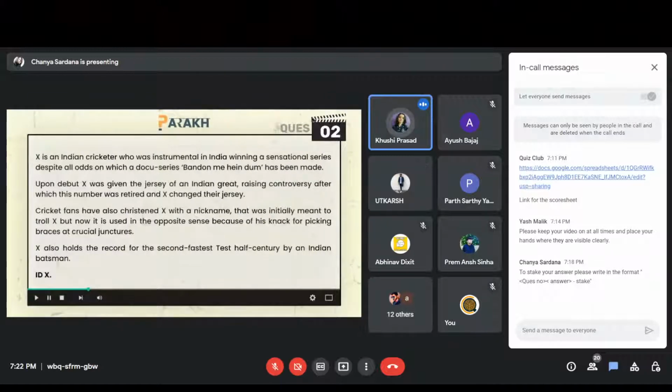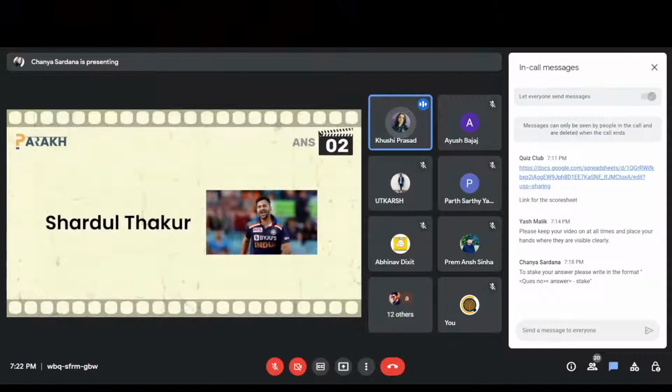So guesses for this one? This has to be Shardul Thakur. He replaced Sachin Tendulkar's jersey, I'm sure. If I'm not wrong. Yeah, yes. Yes, so the answer was Shardul Thakur. So the next question.